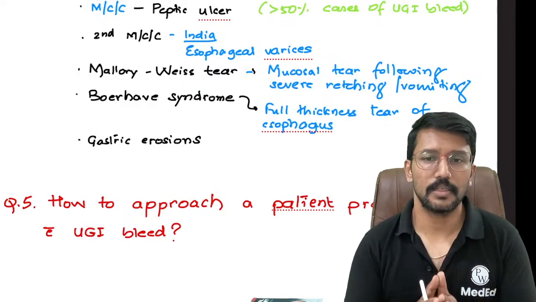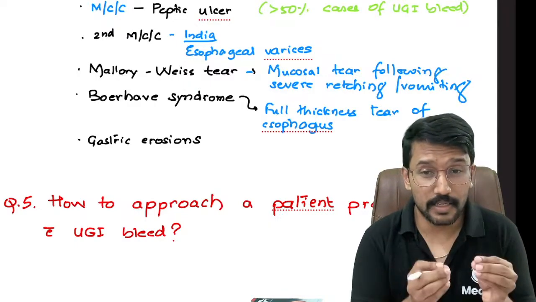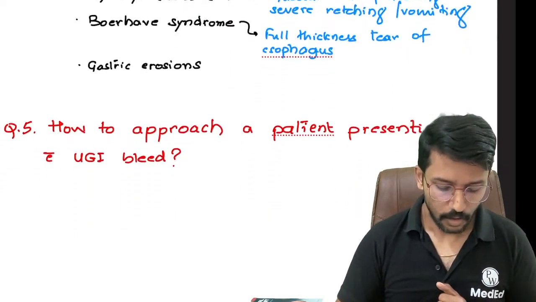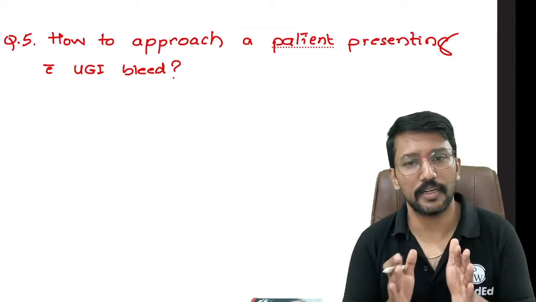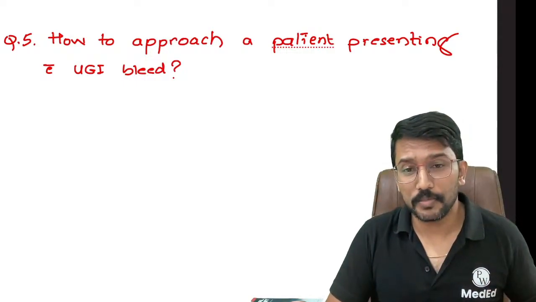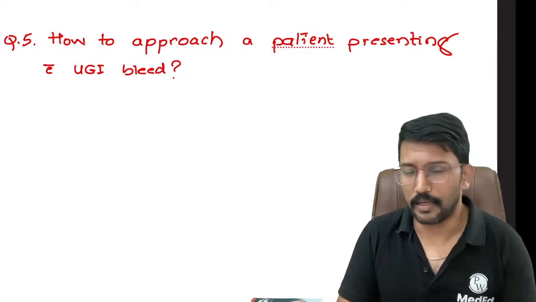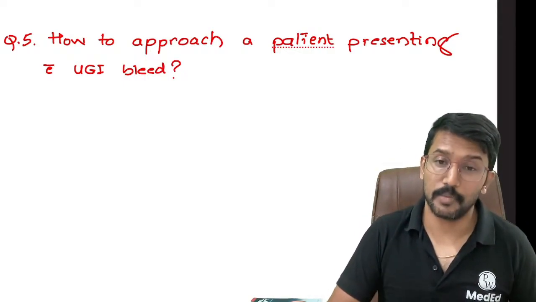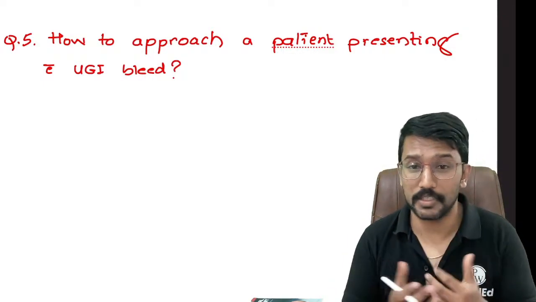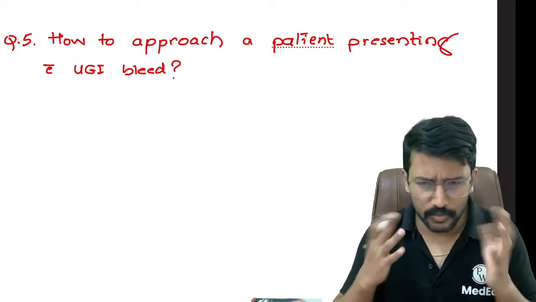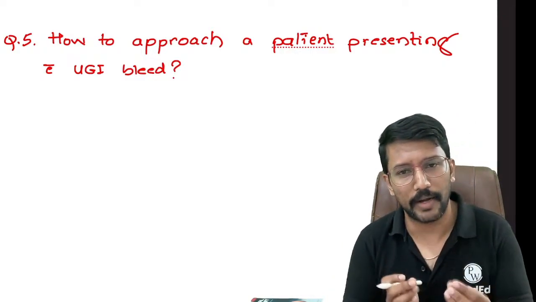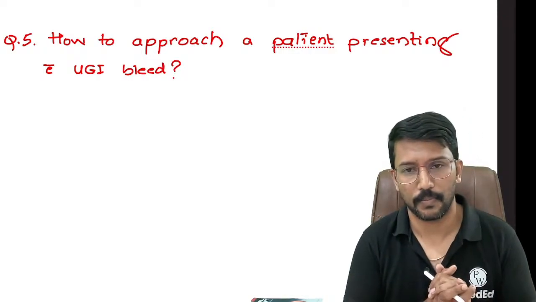Now the next question is, when I clinically conclude that this is a case of upper GI bleed on clinical grounds, how do I further proceed, right? How to approach a patient presenting with upper GI bleed. So point number one, not all patients presenting with upper GI bleed are going to be critical. Not all need to be treated inside the hospital. Many of them, like patients with Mallory-Weiss tear, we don't need to do anything in most cases. All you need to do is reassure, give them a pantoprazole prescription and send them home, right?